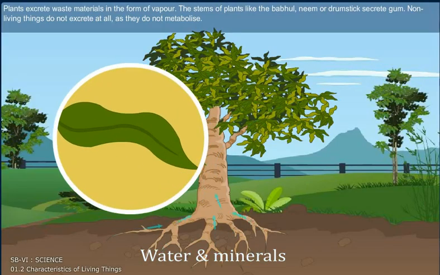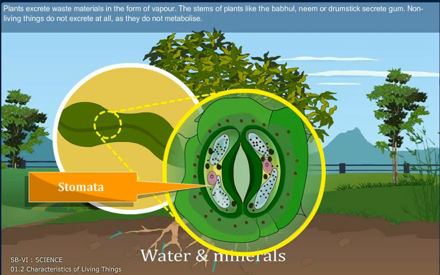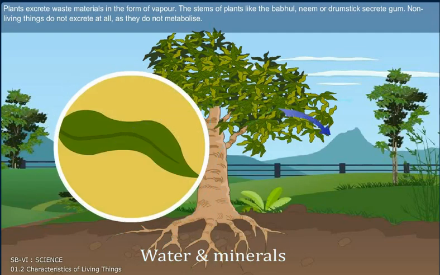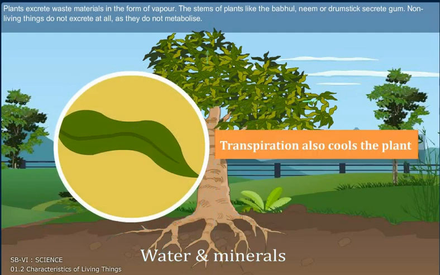Plants excrete waste materials in the form of vapor. The stems of plants like the babool, neem, or drumstick secrete gum. Non-living things do not excrete at all, as they do not metabolize.